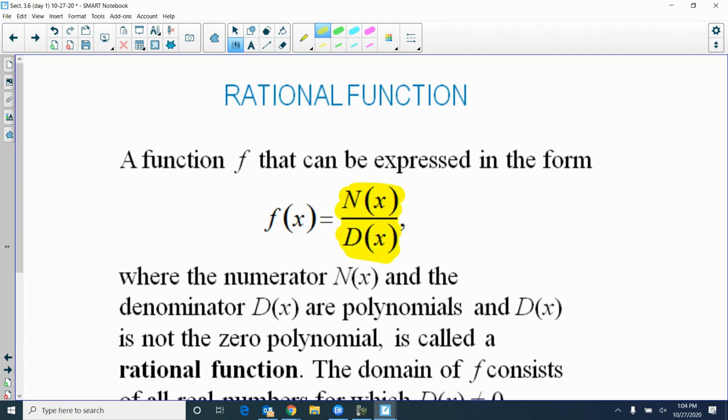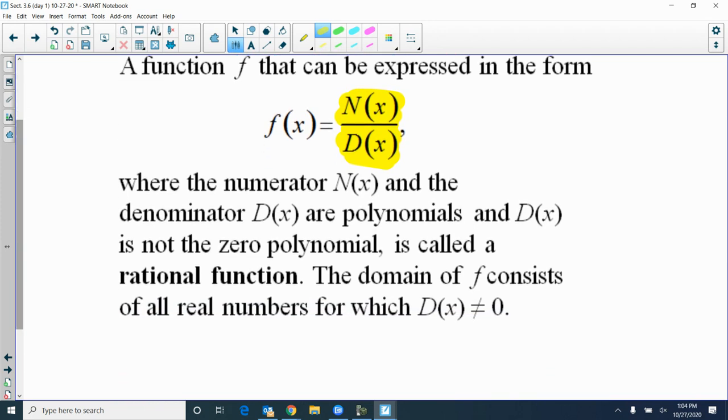All right, now here. In that definition at the top, a function f that can be expressed in the form f of x equals n of x divided by d of x. The numerator and the denominator are both polynomials. Those are the polynomials we've been dealing with this whole time. Whole number powers, you cannot have radicals. D of x cannot be 0, what they call the 0 polynomial, because then the whole thing would wash out. It's called a rational function. The domain consists of all of the x values that do not make the denominator equal to 0, which you're pretty familiar with.